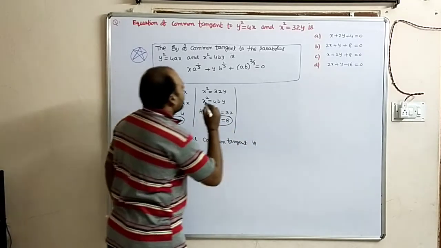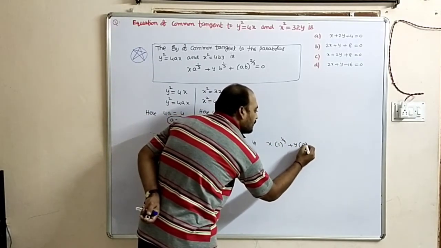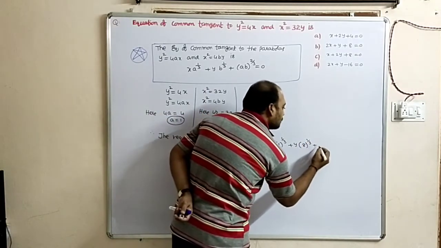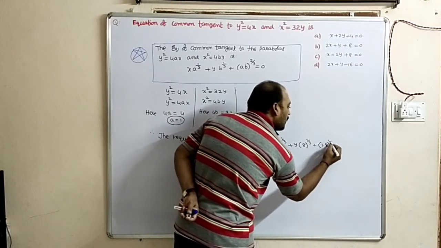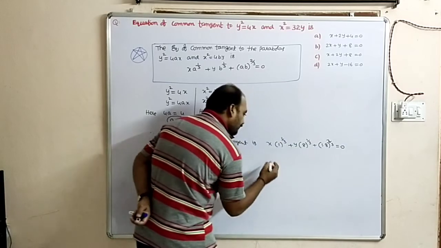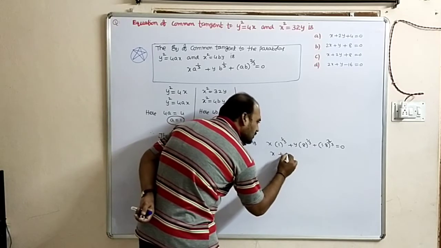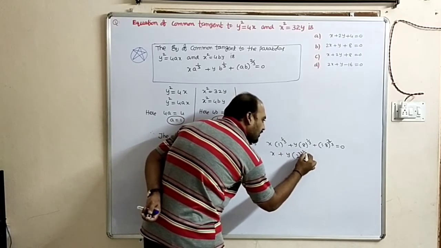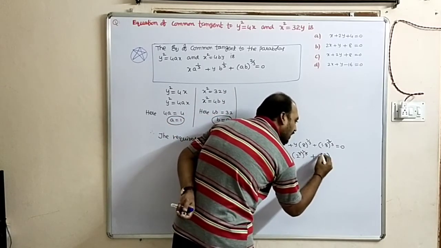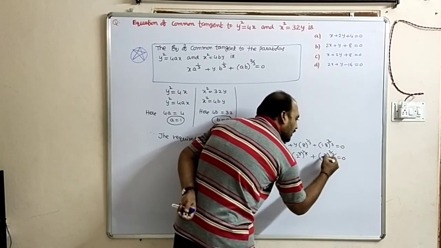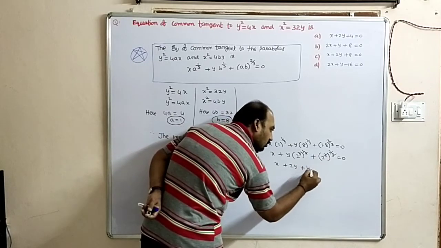is x into 1 power 1 by 3 plus y into 8 power 1 by 3 plus ab, 1 into 8 whole power 2 by 3, is equal to 0. So here x into 1 power anything is 1 only, plus y into 2 power 3 whole power 1 by 3. 3 gets cancelled. 1 into 8 is 8. 8 can be written as 2 power 3 whole power 2 by 3. 3 gets cancelled. x plus 2y plus 2 power 2, 4.